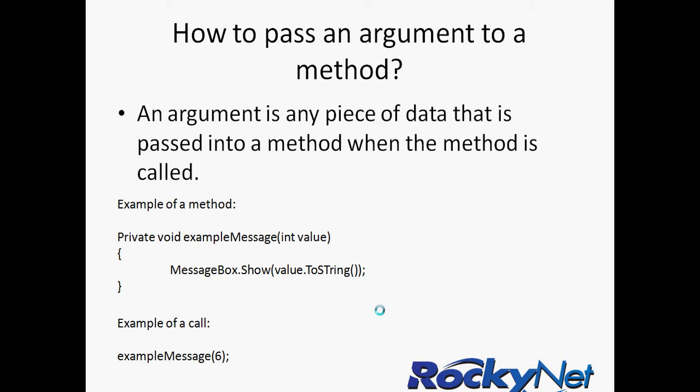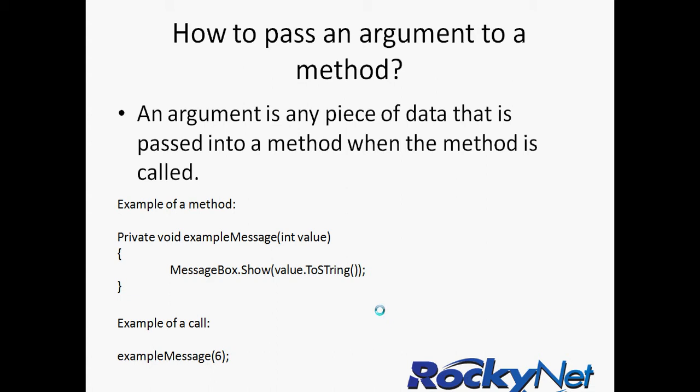How to pass an argument to a method. An argument is simply a piece of data that is passed into a method when the method is called. Sometimes we need to pass arguments because we want the method to actually use a piece of data that we've been using in the program, and this is how we do it. So below is an example of how we're doing it.